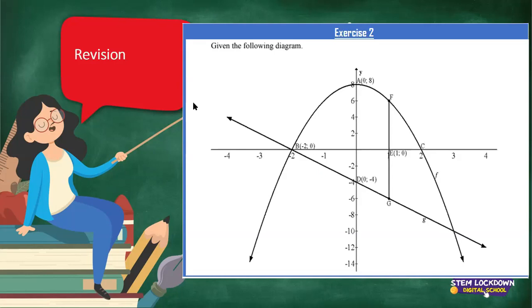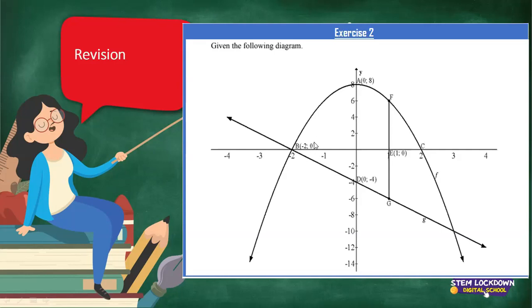So with these two coordinates, minus 2 and 0, and this other coordinate, find the gradient. Using these two coordinates, B and D, you can say y2 minus y1 over x2 minus x1. Y2 is 0 minus minus 4, that gives you positive 4. Then minus 2 minus 0 will give you minus 2. So positive 4 over minus 2 will give you minus 2. That means the gradient of this line is minus 2.